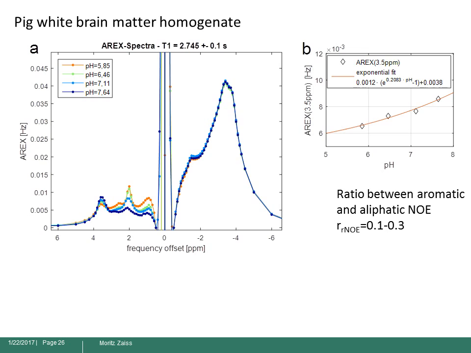And with this ratio, from the pH exponential fit we can estimate this baseline and get an idea how big this downfield NOE is. And we found out it's about 0.2 times the upfield NOE. And we said, okay, we try to isolate this pH-dependent amide signal. So this pH-dependent signal should be from mobile amides, but the rest should be NOE compounds. So let's isolate it in the following way.